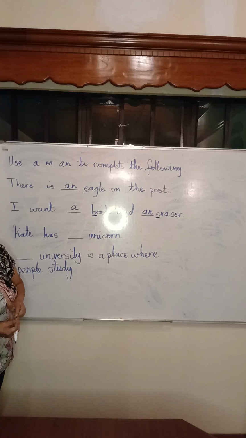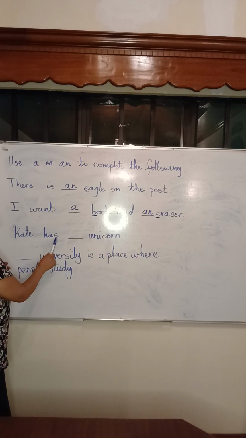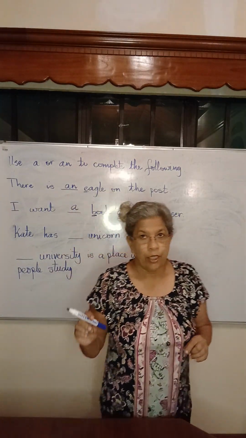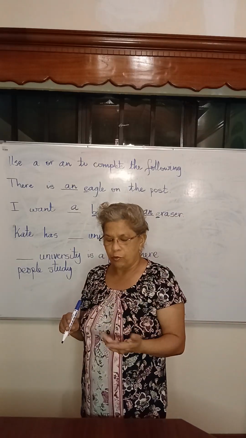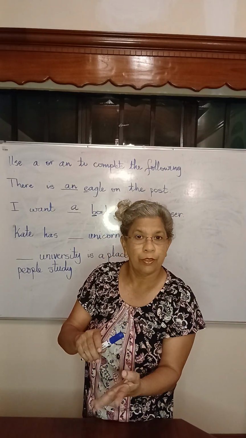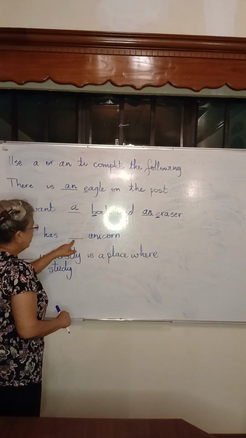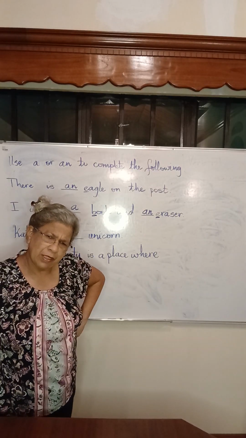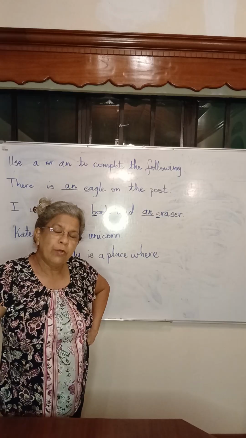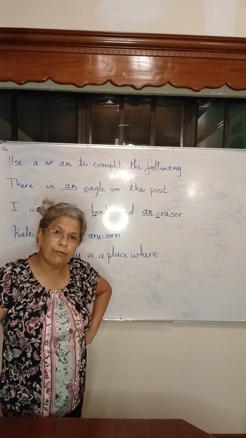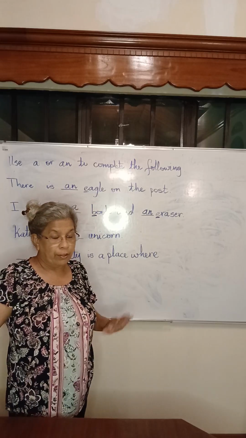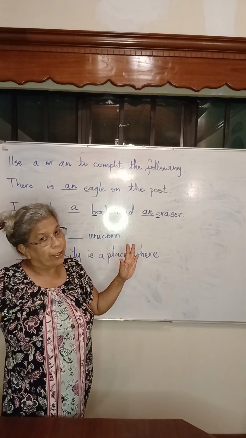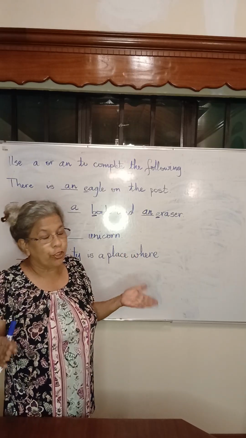Now we're going on to something a little tricky. Kate has something unicorn. Now, unicorn begins with the letter U and the vowels are A, E, I, O, U. So, some children will say, Miss, an unicorn. And I will say, no, that's wrong. And then they will say, but Miss, you said that if the word begins with a vowel, we have to use an. Now, they're very strong about what they're saying, because the child is correct. I did tell you that. But then I will come and show you the exception to the rule.